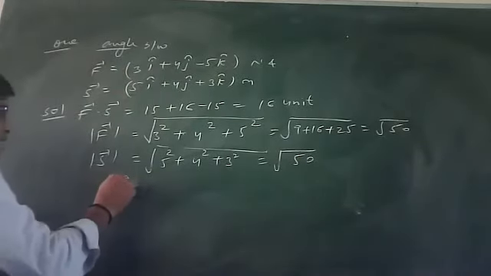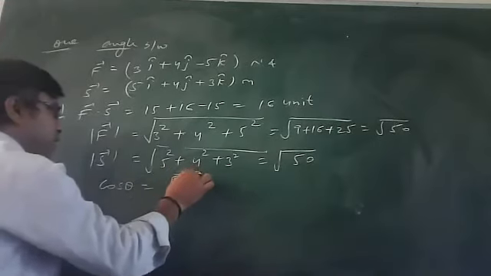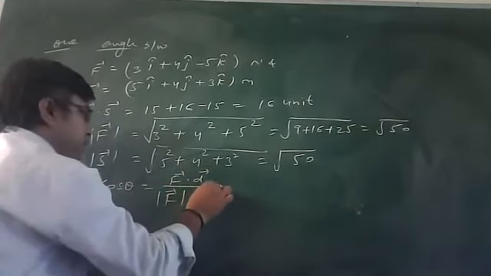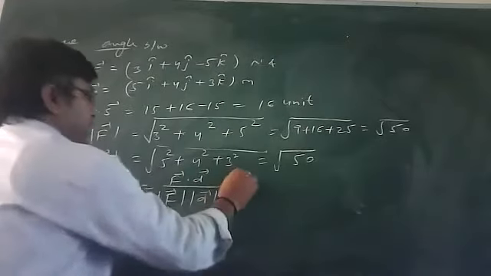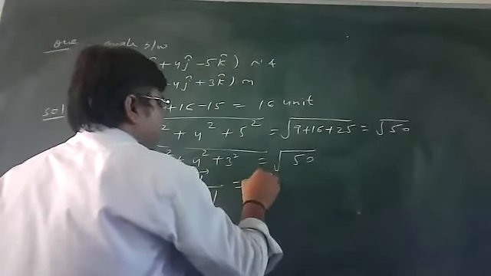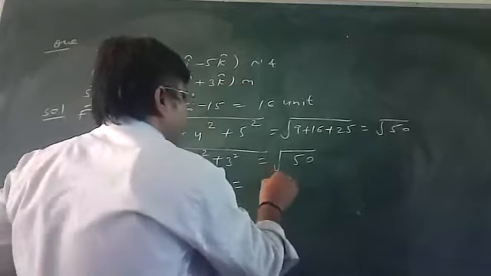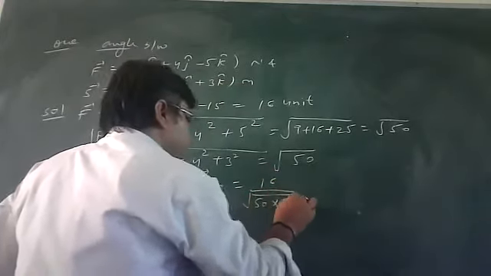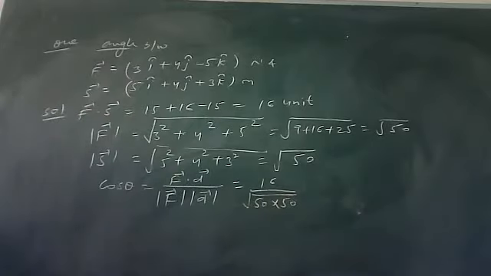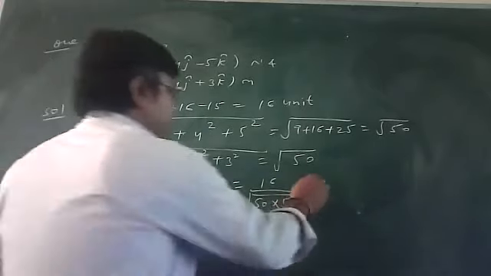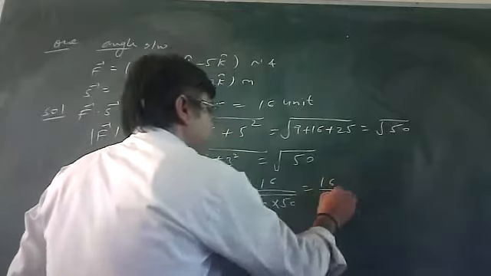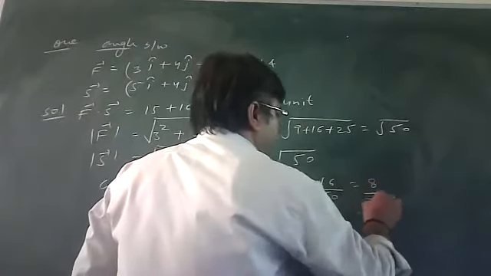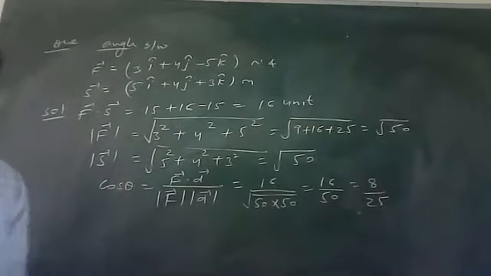Now find the cos theta. Cos theta will be what? F dot d divided by modulus of f vector, modulus of d vector. Then you will sort it out. F dot d is your 16 divided by root 50 into root 50. That's the value. Now resolve it. It is 16 by 50. If I am dividing it by 2, you will get 8 by 25. So cos theta is equal to 8 by 25.